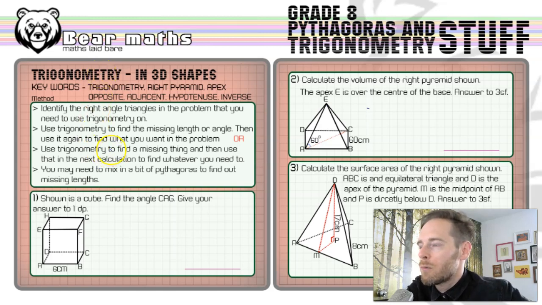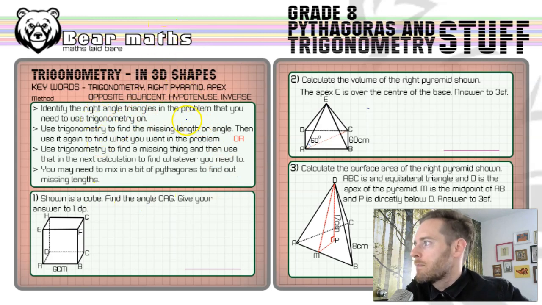This video is on trigonometry in 3D shapes. Now, trigonometry, as I've mentioned previously in the trigonometry video, is the branch of mathematics that allows you to find missing side lengths or angles in triangles. A right pyramid is a pyramid that has a regular polygon as its base, and the apex is the top point of a shape. Opposite, adjacent, and hypotenuse are the names in which we label the sides in right-angled triangle trigonometry, and the inverse is undoing something. So in this instance, we undo the trig ratio by inversing it.